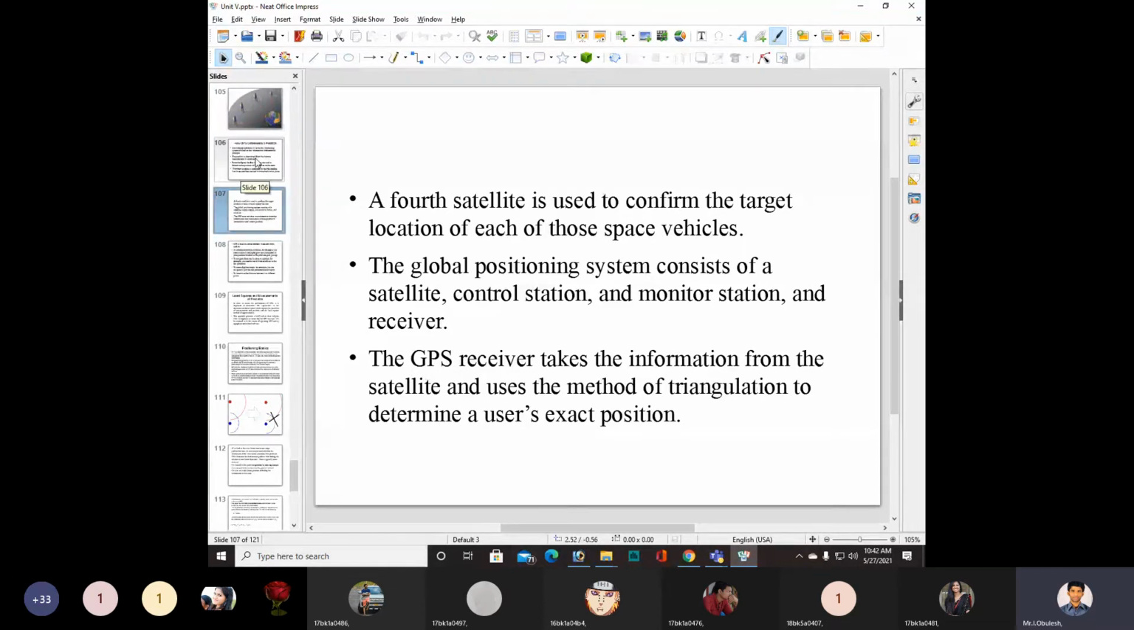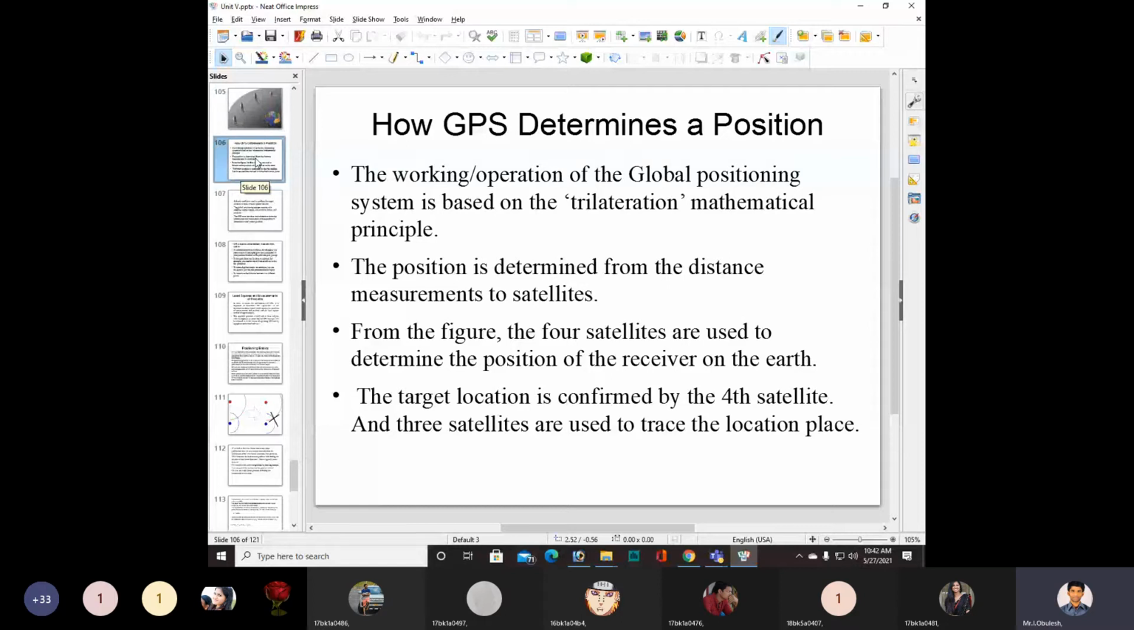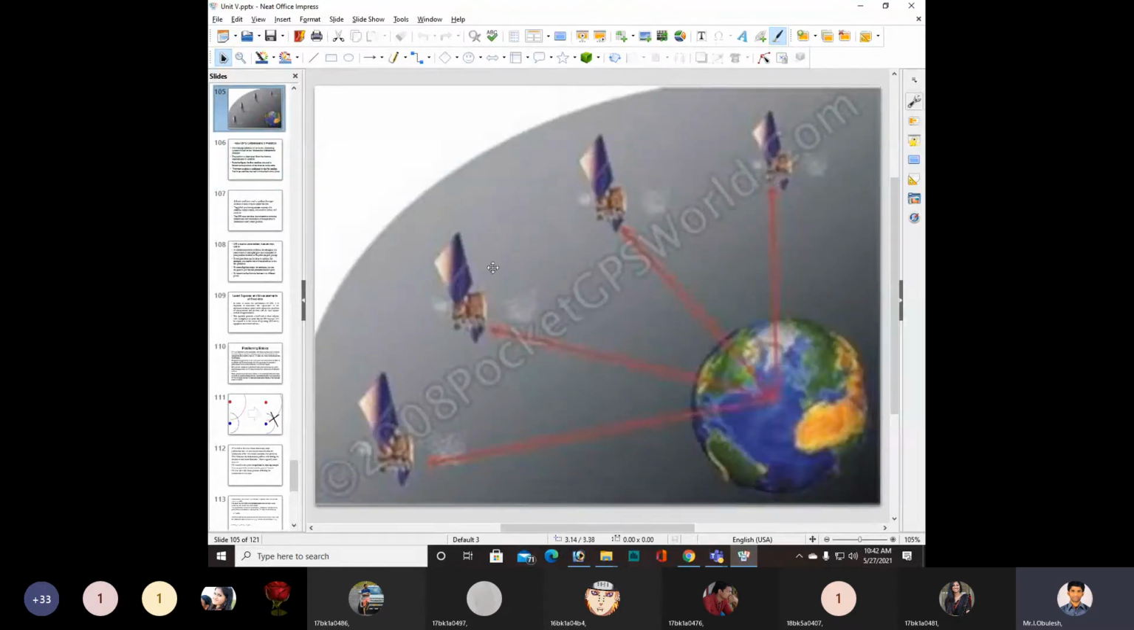So this is the determination of a GPS position. Here we have four satellites, and on Earth we have a receiver. The receiver's position will be found from these four satellites. Three satellites will be tracing the location, and the fourth satellite will confirm the target location.